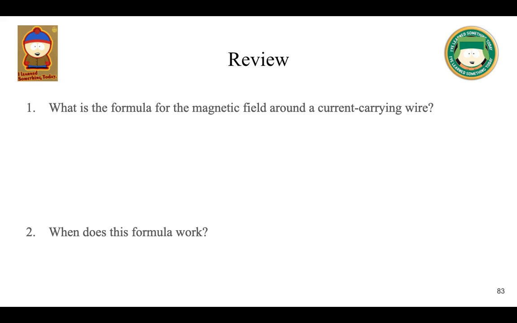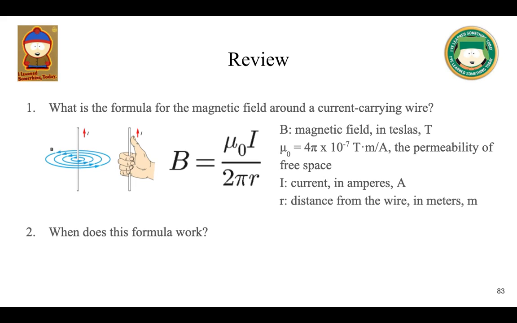So review. What is the formula for the magnetic field around a current carrying wire? So you've got the grip rule, but what's the formula that we learned today? That is B is equal to mu sub naught I divided by 2 pi r, where mu sub naught is this constant, the permeability of free space. So this one is very much a partner to epsilon sub naught, the permittivity of free space that we learned back when we were doing electric fields and things like that. This is the one that goes with it, the permeability of free space. I, of course, is your current, and r is your distance from the wire in meters.